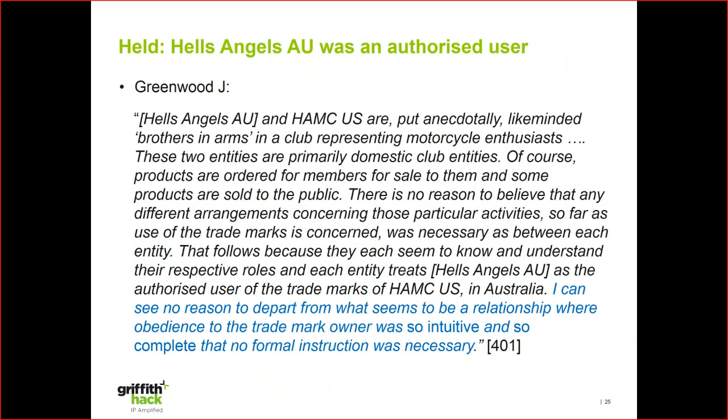And all of those things taken into account, he said, I don't see any reason to depart from what seems to be a relationship where there is obedience to the trademark owner. And he said that was so intuitive and so complete that no formal instruction was necessary. So when I looked at those words, I thought, oh, is that wording just because we're dealing with a bunch of motorcycle enthusiasts? Or is there something more to those words?